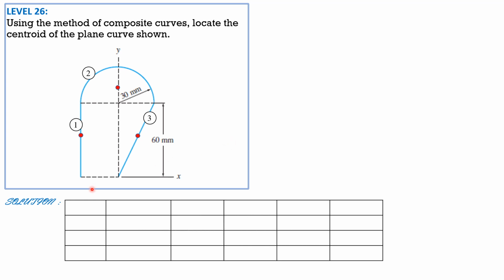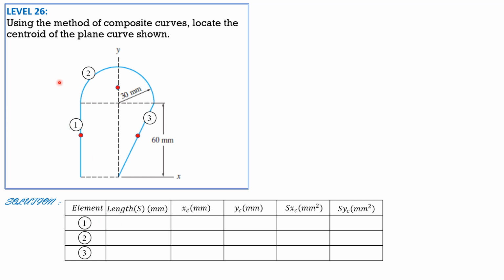So for the tabulation, we have element, length S in mm, then x sub c of individual element, y sub c in mm, then the product of L and x sub c, or S x c in mm squared, then S y sub c, from Varignon's theorem. So we have elements 1, 2, and 3.